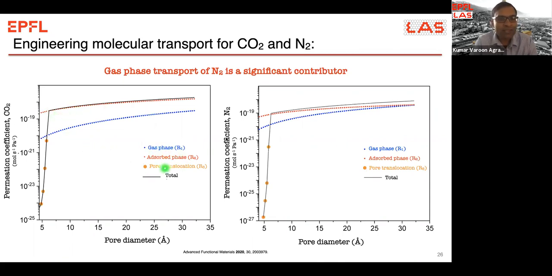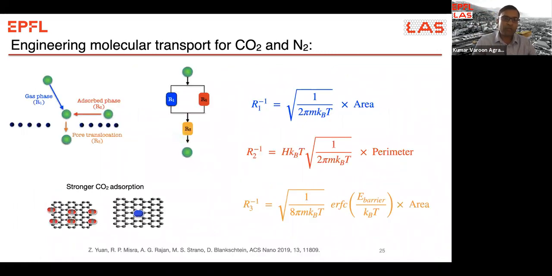If you compare these two rates, adsorb phase transport and gas phase transport, for CO2 and nitrogen, you would see a distinct behavior. For nitrogen, the gas phase transport and adsorb phase transport are very similar. In the case of CO2, the adsorb phase transport is an order of magnitude faster than the gas phase transport, right? So what is this gas phase transport? This is the direct impingement of CO2 onto the lattice, right? So the gases can directly go through the lattice.